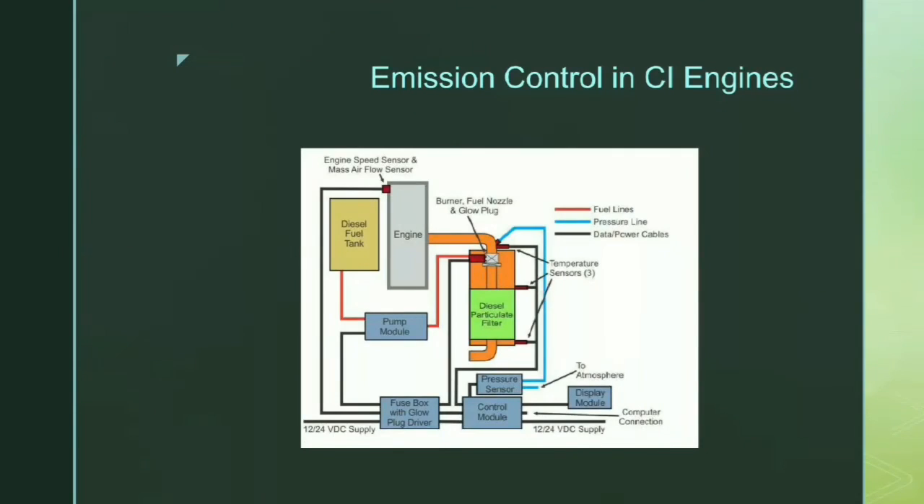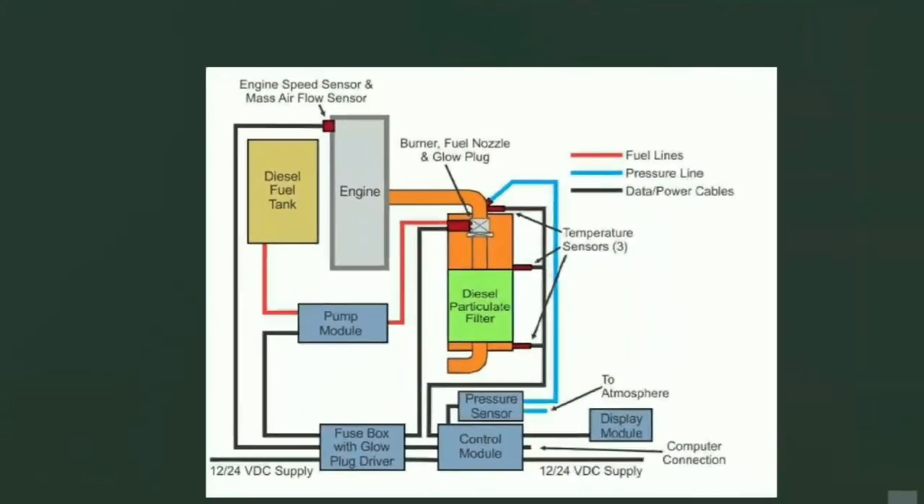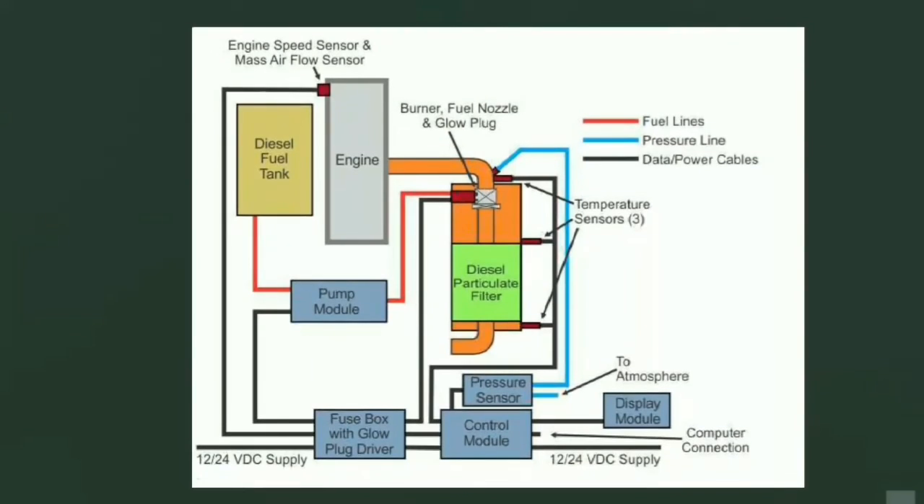And this is the last figure of this lecture, where you can see the 12/24 VDC supply, display module, pressure sensor, control module, fuse box with glow plug driver, pump module, diesel fuel tank, engine, diesel particulate filter, where 3 different temperature sensors exist. The red lines are fuel lines, the black lines are data or power cables, and the blue lines are for pressure lines. So that's it.